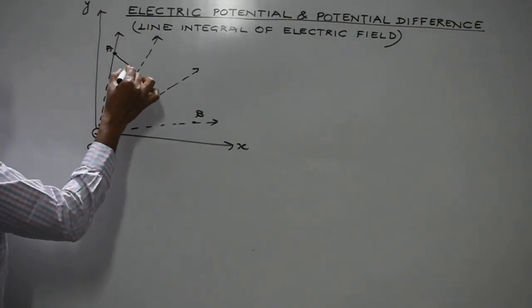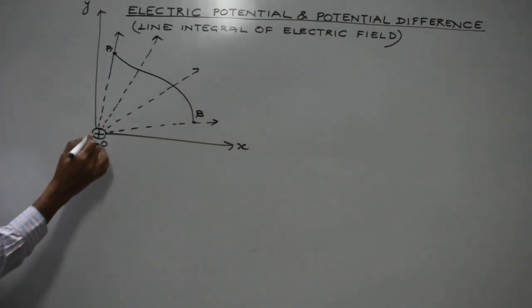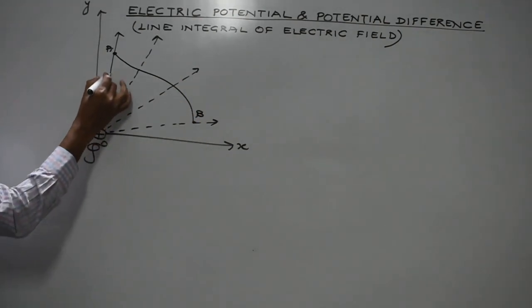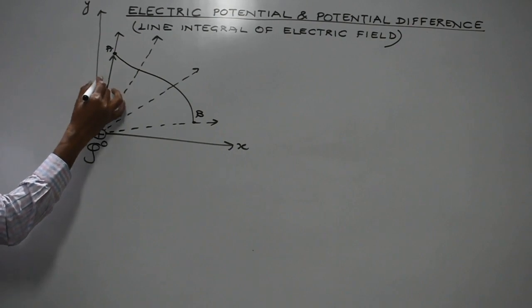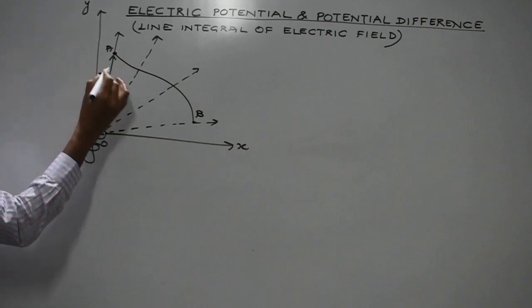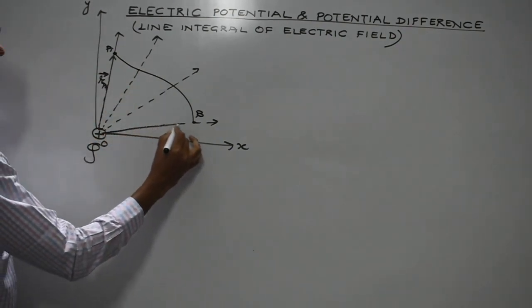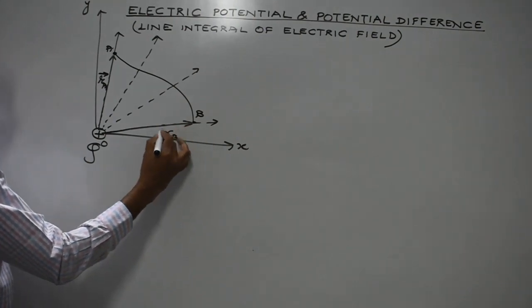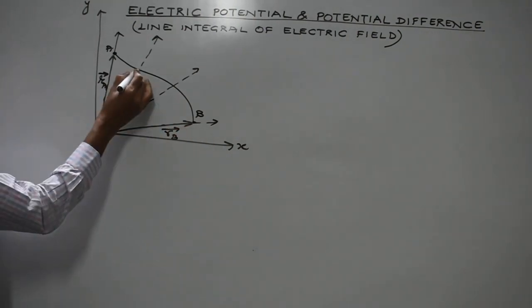Let AB be any arbitrary path, and also assume the position vector of point A be R_A vector and the position vector of point B be R_B vector. This is any arbitrary point B.